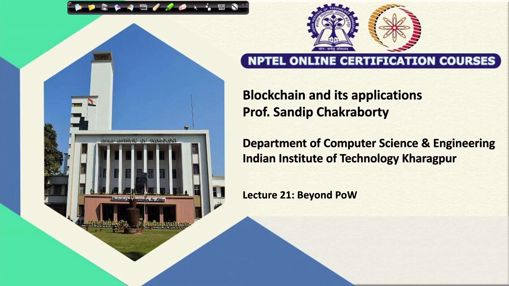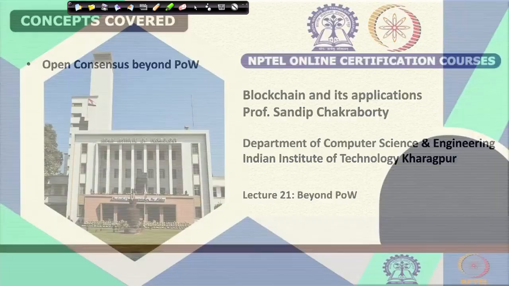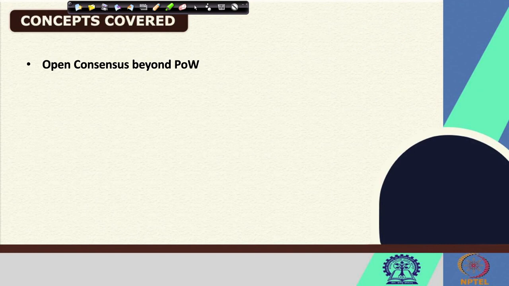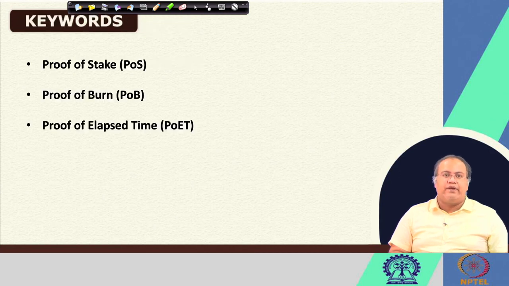So, today we are going to look into some other limitations of proof of work, and at the same time we are going to discuss the consensus mechanisms in an open network or a permissionless network which have been developed to mitigate those problems of proof of work. The broad topic that we are going to cover today is the different consensus mechanisms which have been designed based on the limitations of the proof of work mechanism. So, basically we are going to cover three different consensus architectures, which are proof of stake or POS, proof of burn or POB, and proof of elapsed time or POET.